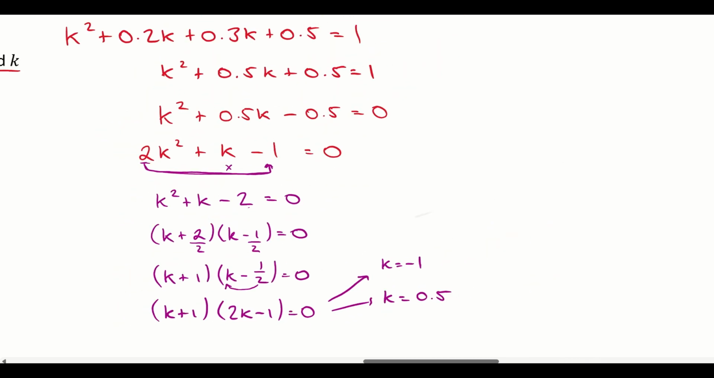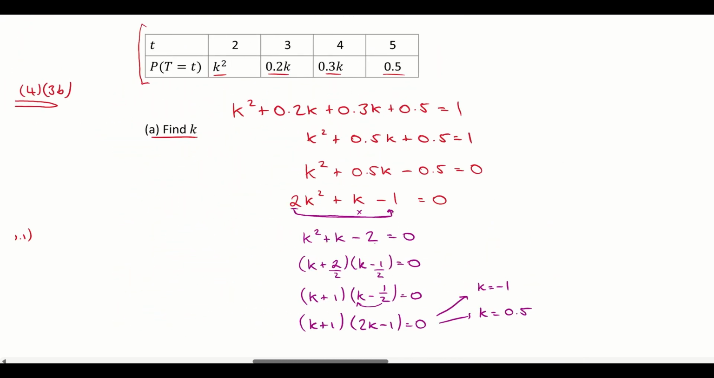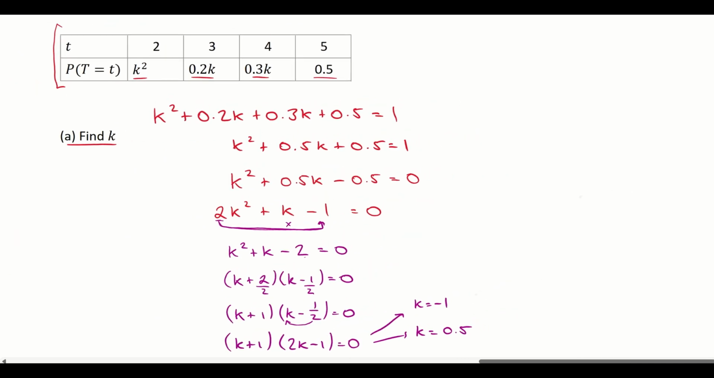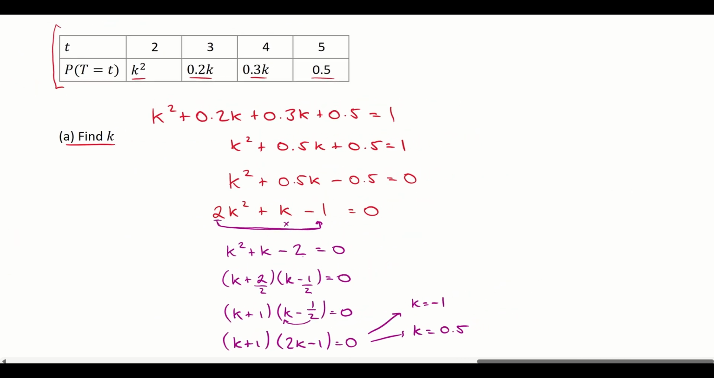Now, not both of these solutions are correct because it's a probability density function. I cannot have negative probability. If I chose k to be -1, then this one here and this one here are both going to have negative probability. So we cannot have that. A probability density function always has to have positive probability. So k to be 0.5 would be the correct answer here.